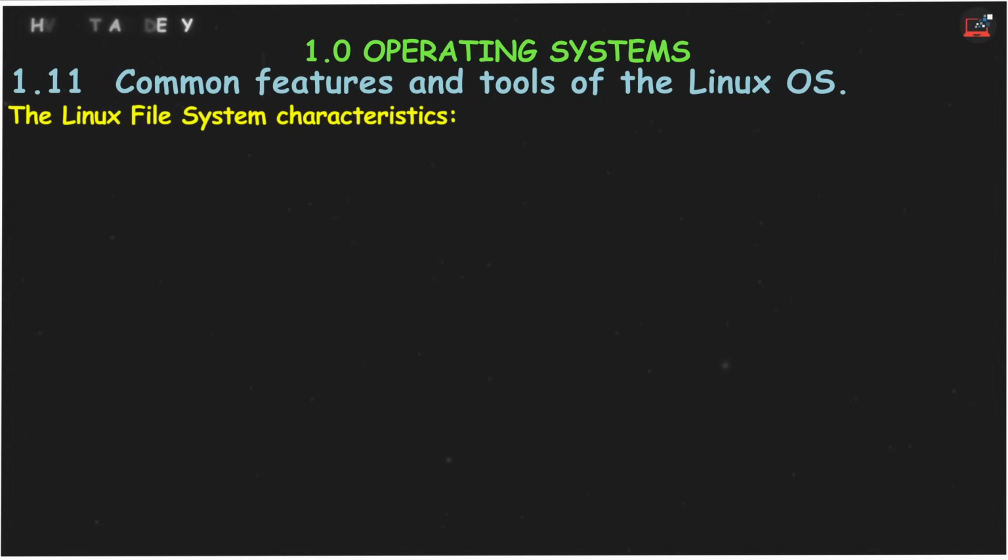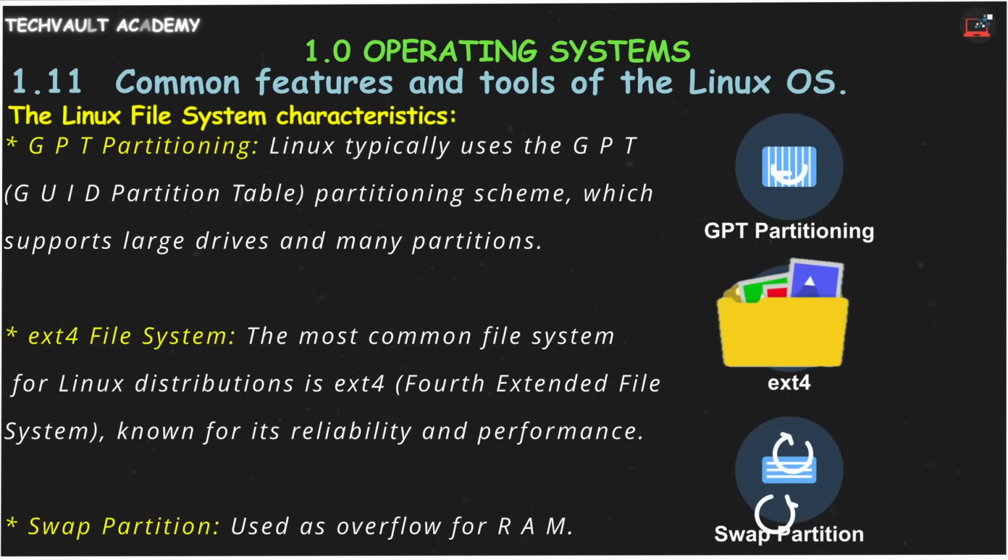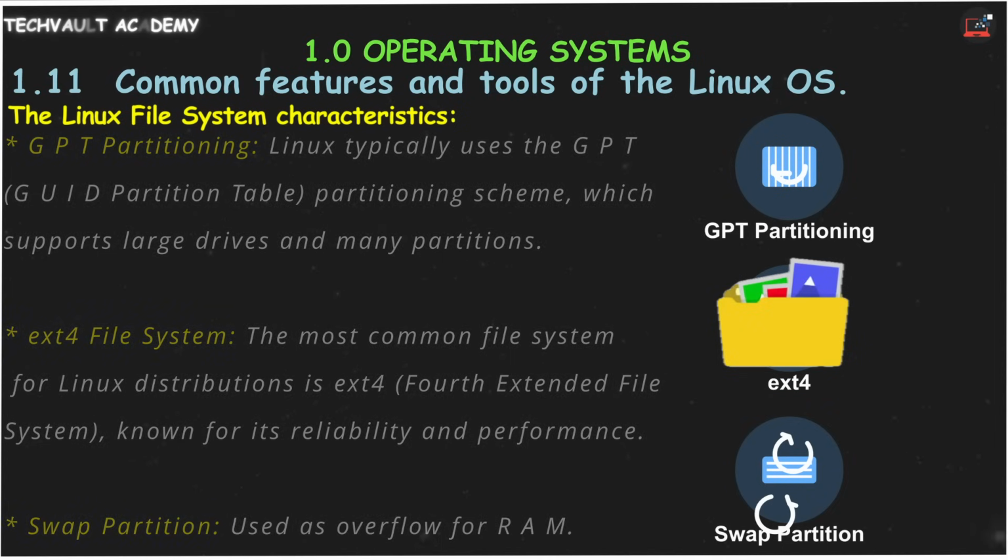The Linux file system has some key characteristics. GPT partitioning. Linux typically uses the GPT, GUID Partition Table, partitioning scheme, which supports large drives and many partitions. ext4 file system. The most common file system for Linux distributions is ext4, the fourth extended file system, known for its reliability and performance. Swap partition, used as overflow for RAM.